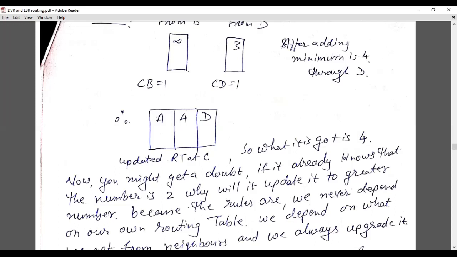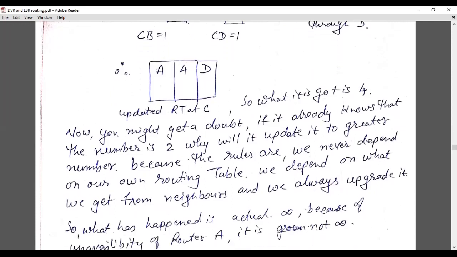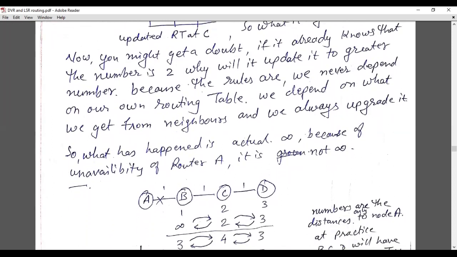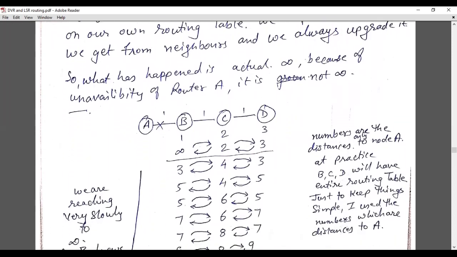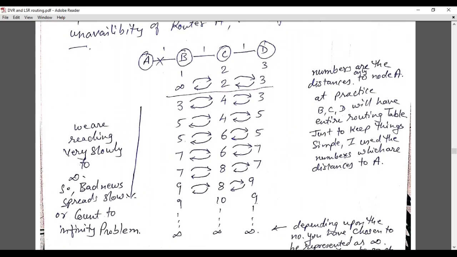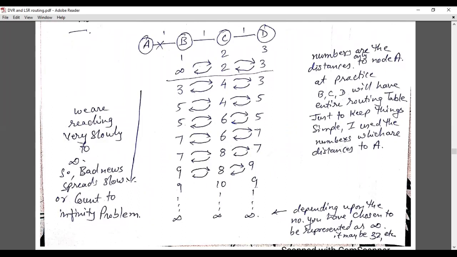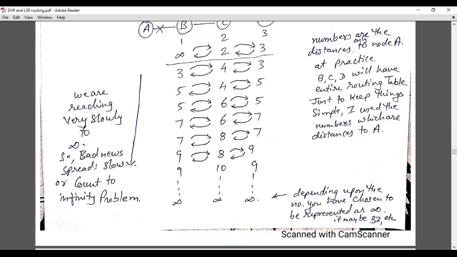So what has happened is actually infinity because of the unavailability of router A. It is not infinity yet, right? We are reaching infinity very slowly, and that is the bad news spreading slowly, or the count to infinity problem, right? So the number of distances only to node A in practice is P, C, and D will have the entire routing table. Just to keep things simple, I have used the numbers which are distances to A, right? Otherwise, it will be there.